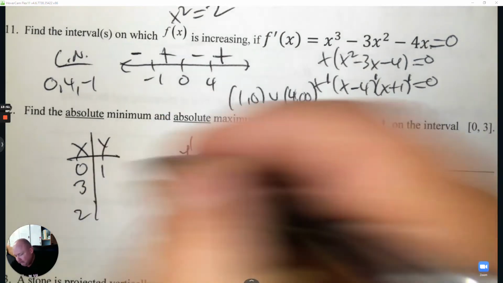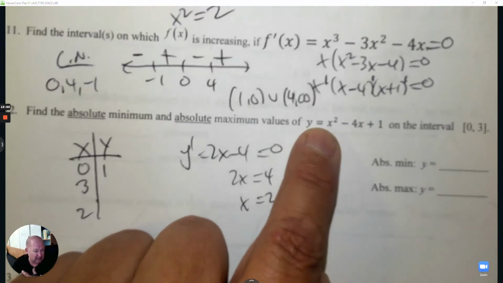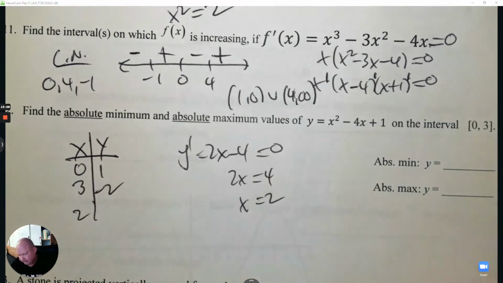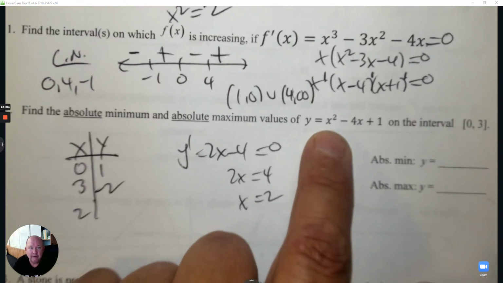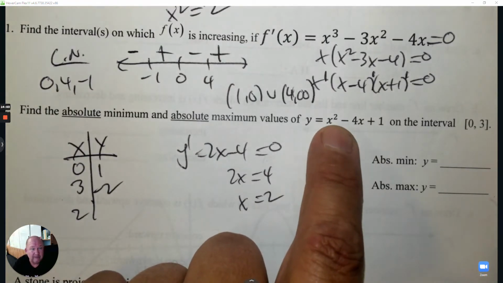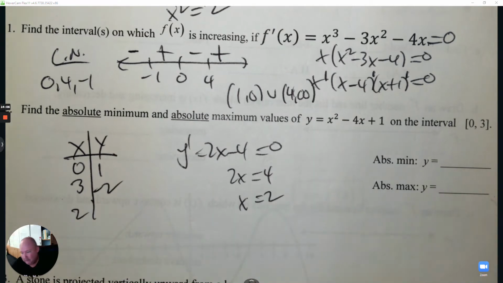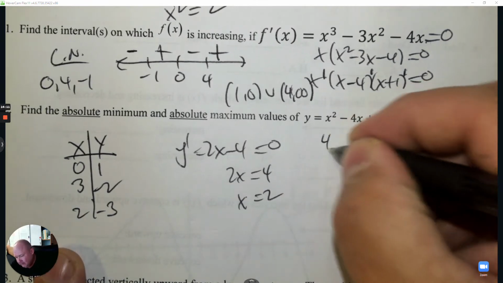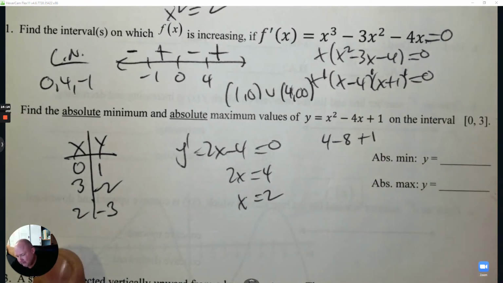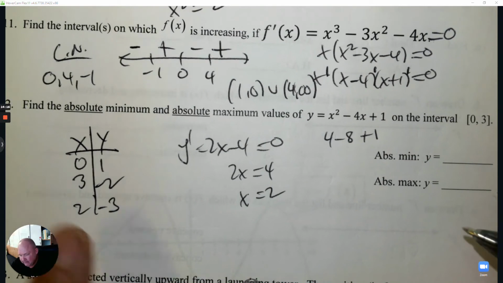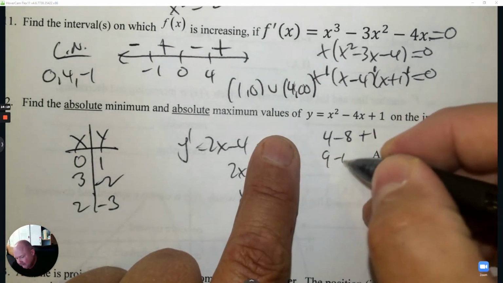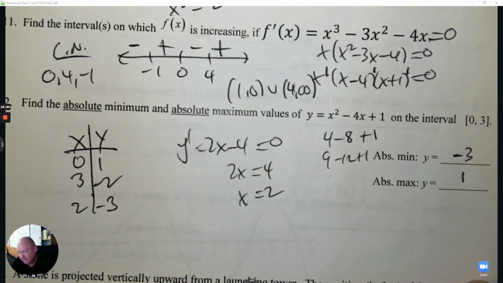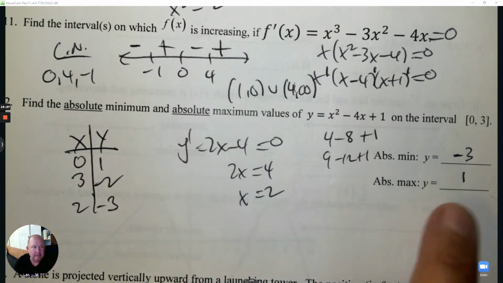So if I plug in 0, if I plug in 3, 3 squared is 9. Take away 12, negative 3 plus 1. Then 2, 2 squared is 4. 4 times 2 is 8. So it's 4, take away 8. Negative 4 plus 1, I get negative 3. Is that right? Maybe it's negative 5. Let's try again. 4, take away 8 plus 1. Now it's negative 3, right? When I plug in 3, it's 9, take away 12. No, I got it. So the minimum is negative 3, and the maximum is positive 1.